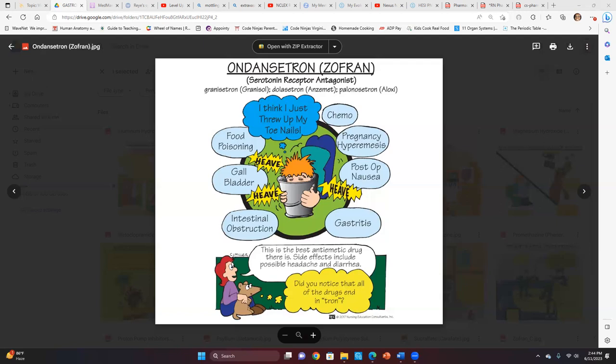Do not give oral tablets to patients with phenylketonuria because they contain aspartame and this can form into phenylalanine. Okay, so ondansetron, do not give oral tablets to patients that have PKU, basically phenylketonuria, because they contain aspartame, which forms phenylalanine. Okay, all right, and so here we have our pictorial.